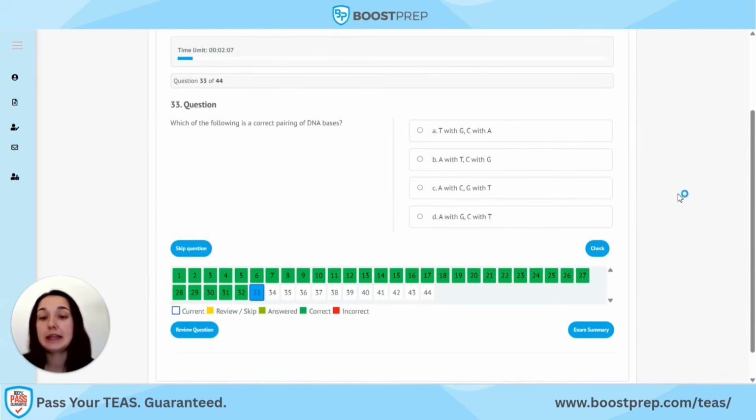Which of the following is a correct pairing of DNA bases? A, T with G, C with A. Option B, A with T, C with G. Option C, A with C, G with T. Option D, A with G, C with T.